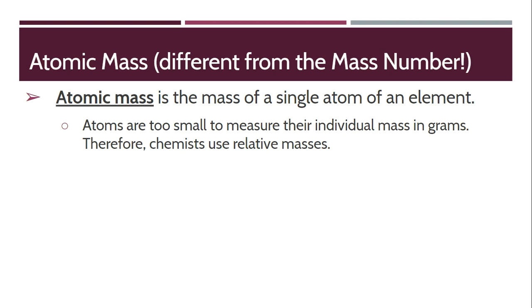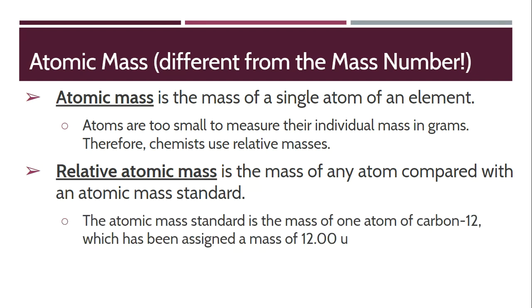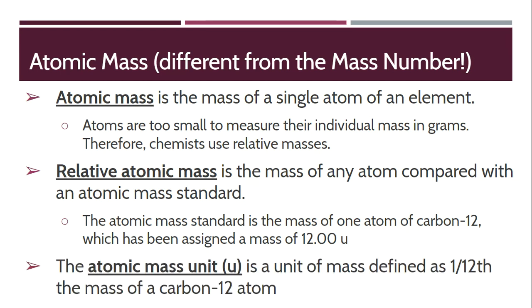However, atoms are too small to measure their individual mass in grams. Therefore, chemists use relative masses. So the relative atomic mass is the mass of any atom compared with an atomic mass standard. And the atomic mass standard is the mass of one atom of carbon-12, which has been assigned a mass of 12.00 U. So that U stands for the atomic mass unit, and it's a unit of mass defined as 1/12 of the mass of a carbon-12 atom. So all of the atomic masses are relative to carbon-12.